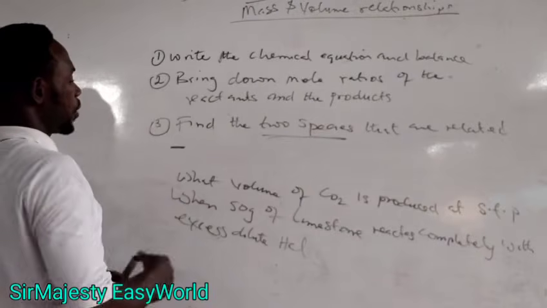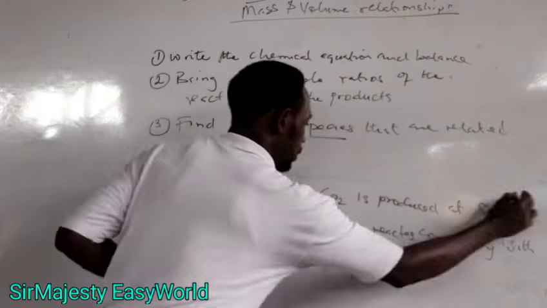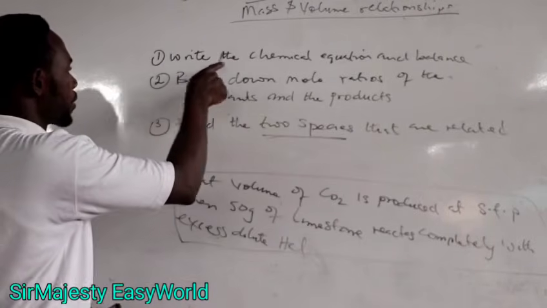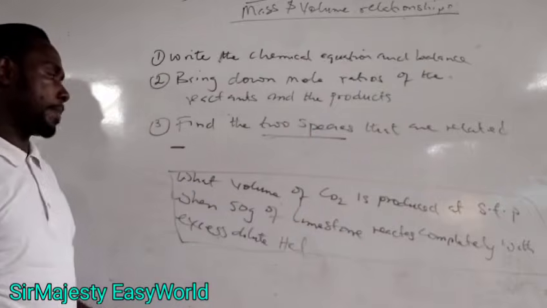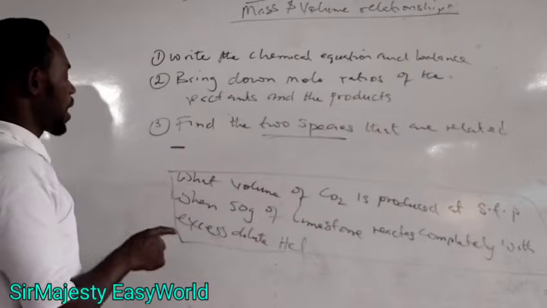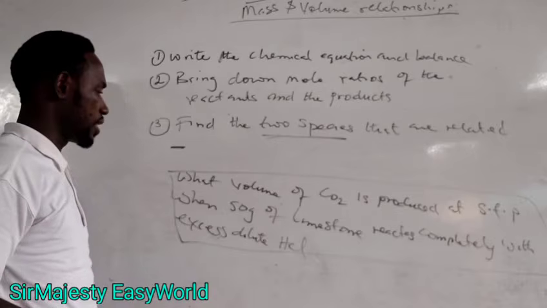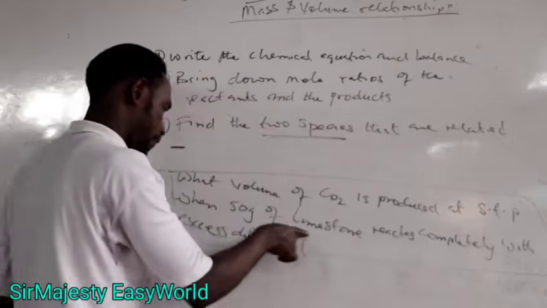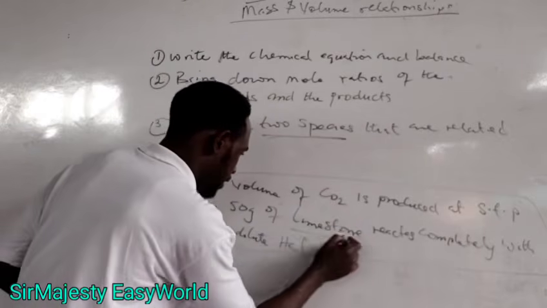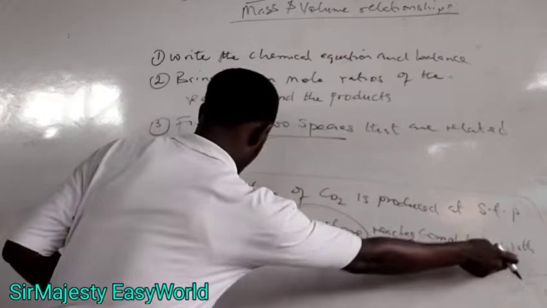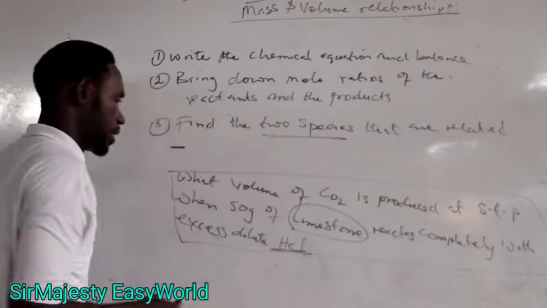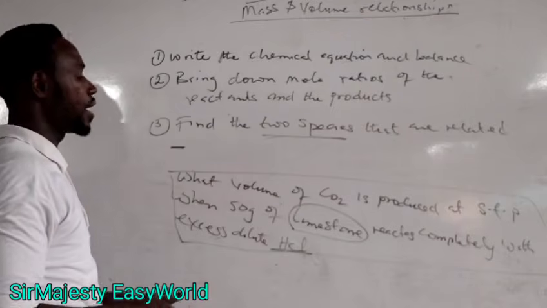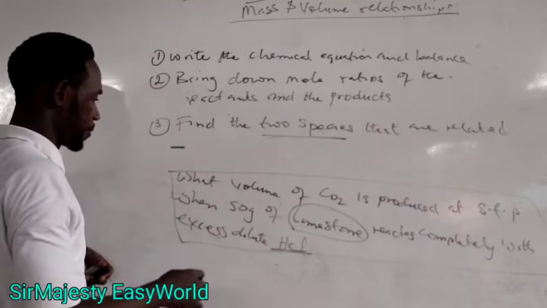So in this case, this is the question you are faced with on your own. First, you follow the rule. Write the chemical equation and balance it. Find out the reactants and the products. Watch it. They say limestone reacts. So you first of all pick this. This is our first reactant. Reacts completely with dilute HCl. Then if you don't know that limestone is calcium carbonate, you have to hire a private teacher to do that for you.